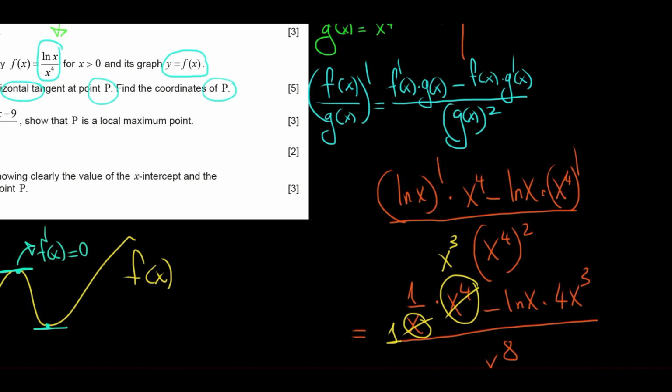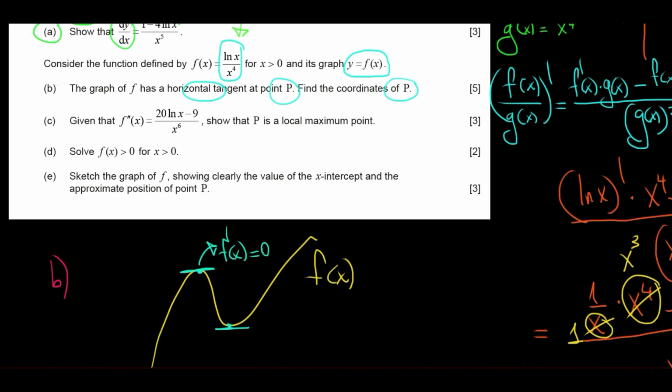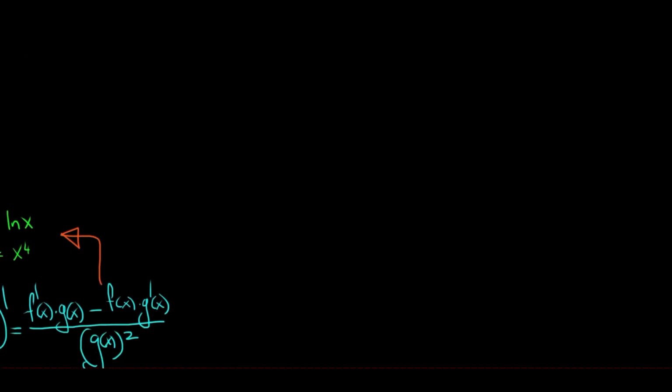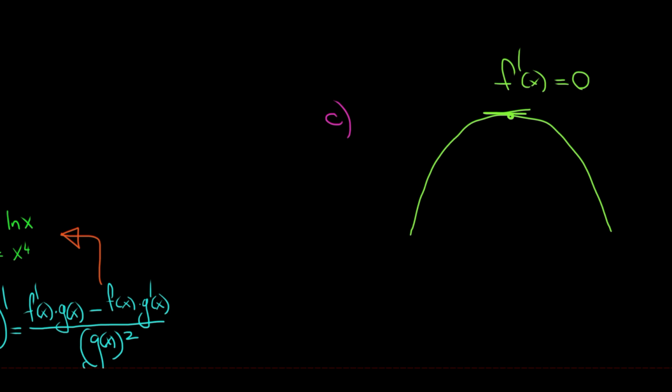Let's carry on. For question C, it says, given that the second derivative is the following, show that P is a local maximum point. Okay, so how can we have a local maximum point? If I were to assume the graph of a non-linear function, we can have a maximum point looking like this. Meaning that at this point the first order derivative must be 0, and the second order derivative must be negative. Why is it negative? I'll explain in a second.